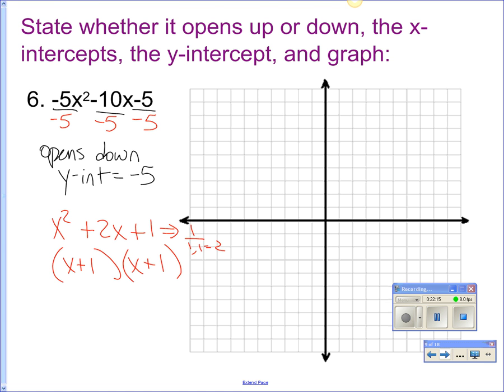Riley M., what do you do next? And it's the same thing. You don't have to do it twice. You only have to do it once. So Chase, what do you get x to equal?